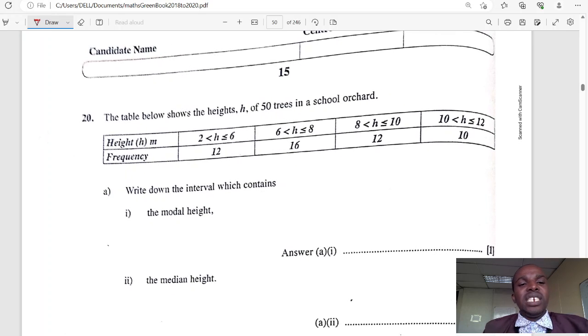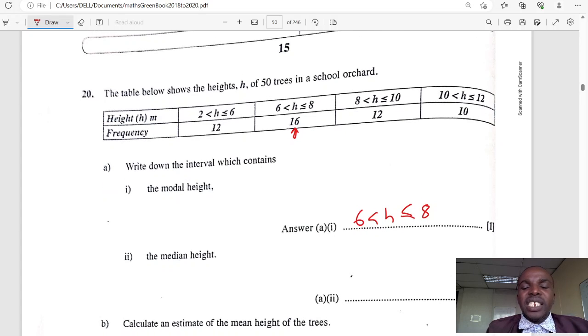Next, question number 20. The table below shows the heights of 50 trees in a school orchard. Write down the interval which contains the modal height. Mode is the number with the highest frequency. In this case, if it's a class, then the modal interval is the interval with the highest frequency. Which interval is this one? Frequency of 16. So it will be the class between 6 and 8.